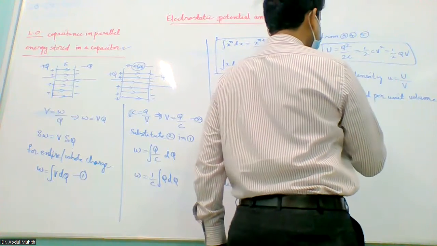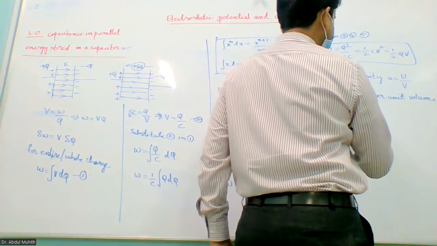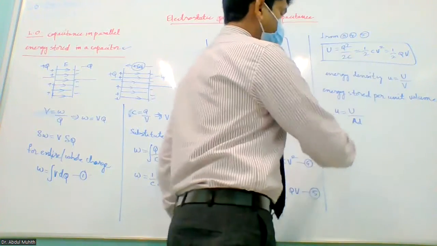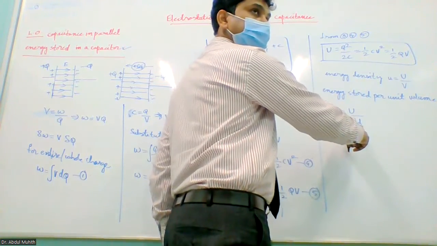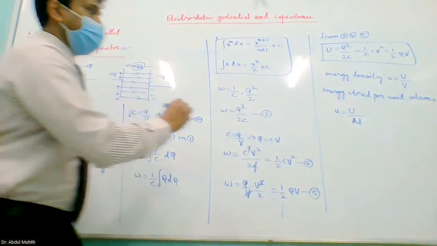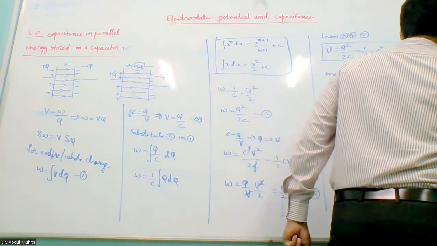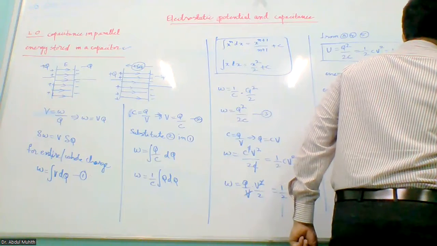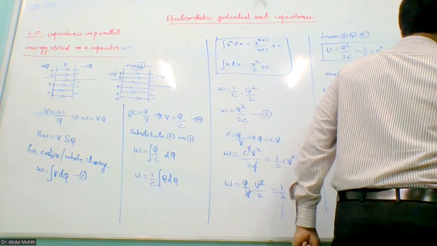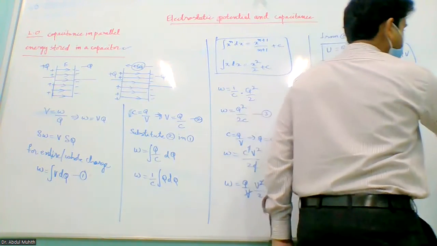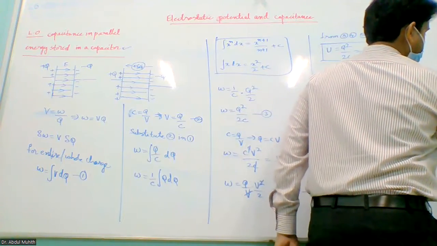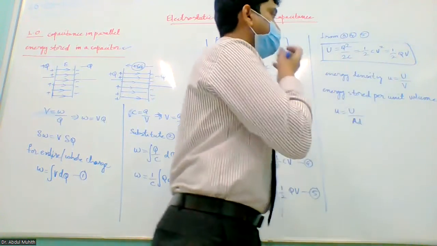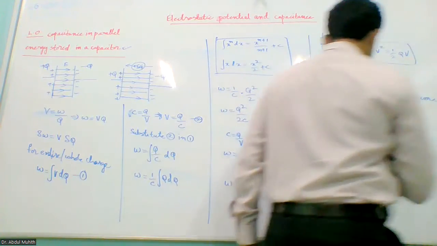So u is equal to capital U by V. What is V? V is equal to A into d. Volume means area into distance. Here, between the two plates, there is a plate area. Area is A, distance is d. So this whole thing becomes a volume, like this. Is that clear? It becomes a volume now. That is why we are writing A into d.